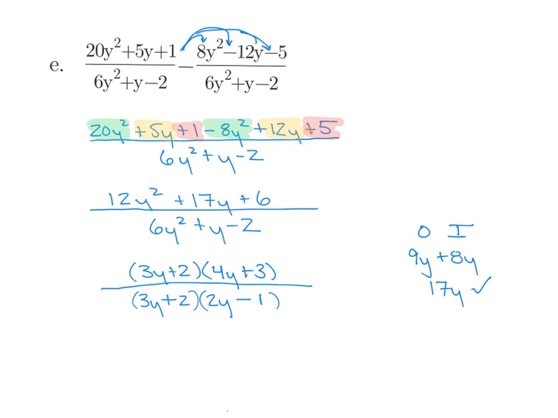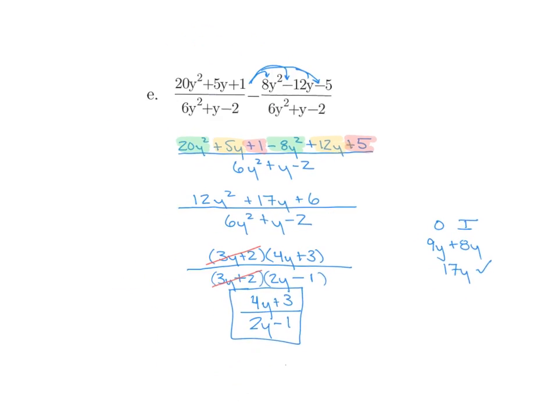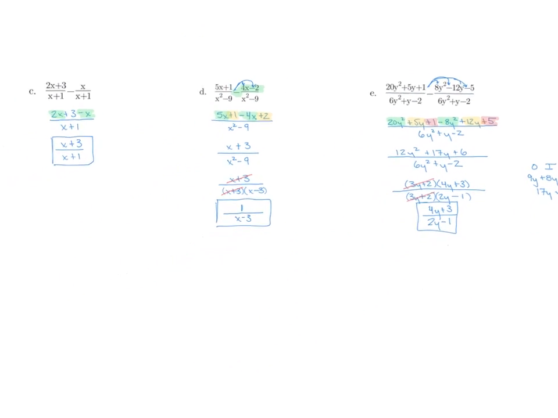All right, so we go ahead and cancel our common factors. We can cancel a 3y plus 2, which leaves us with 4y plus 3 over 2y minus 1 as our final answer. And that takes care of subtracting rational expressions.